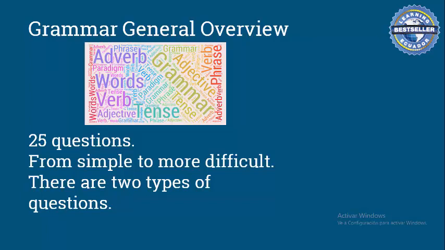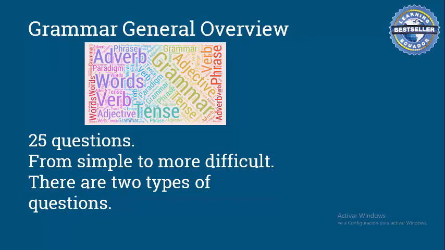Okay, so let's begin with this grammar general overview. There are 25 questions in the grammar section, each of which asks you to correctly use a key feature of English grammar. This section includes a range of features from simple to more difficult. There are 2 types of questions, and each is explained with an on-screen example. Type 1 questions 1 to 13 ask you to choose the correct word or phrase to complete the sentence. Type 2 questions 14 to 25 ask you to choose the incorrect word or phrase in the sentence.